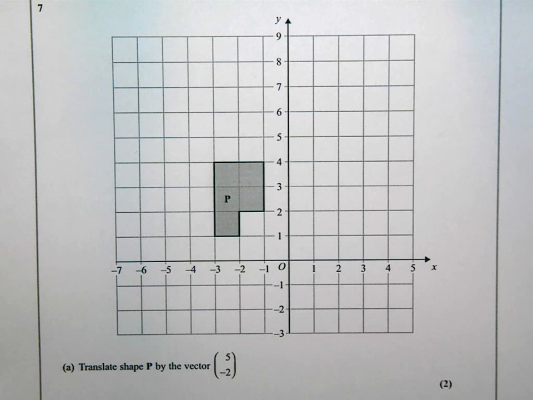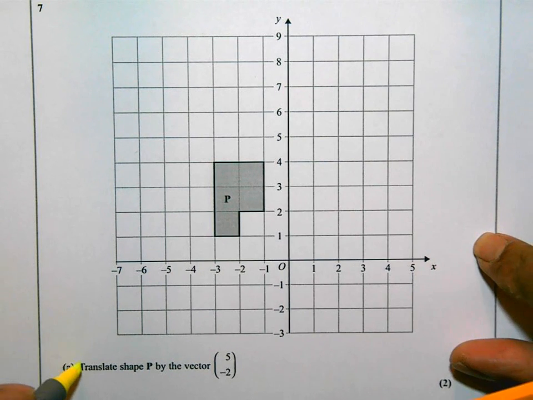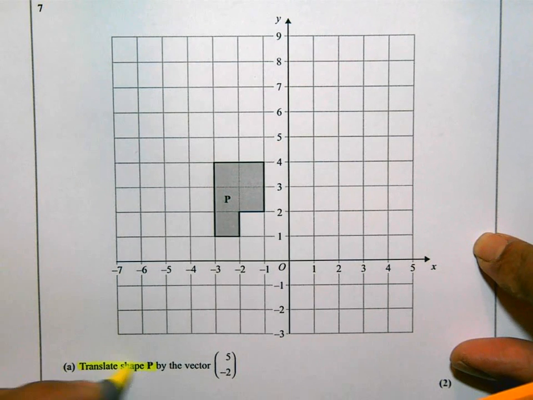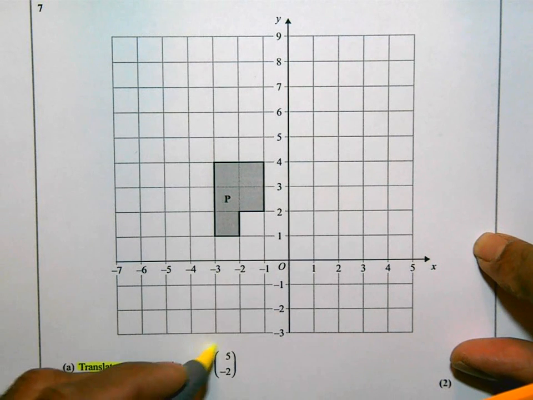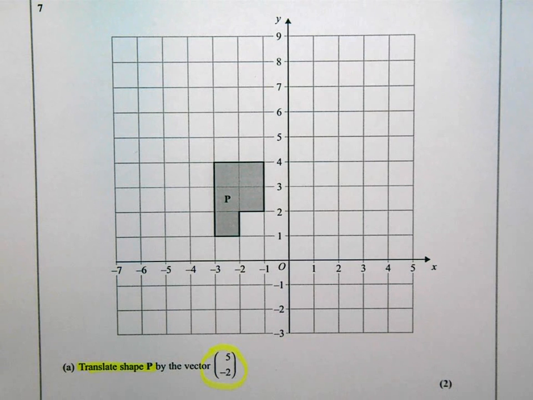This is question 7 on the June 2013 non-calculator paper. In question 7, there are two parts, part A and part B. Now we're looking at part A right now. Part A simply says, translate shape P by the vector (5, -2). Now you need to understand what (5, -2) means.